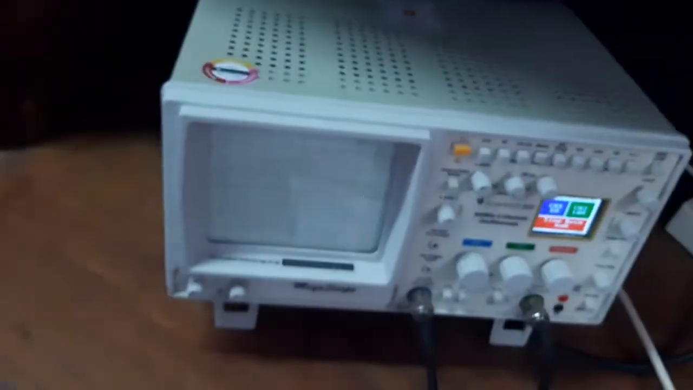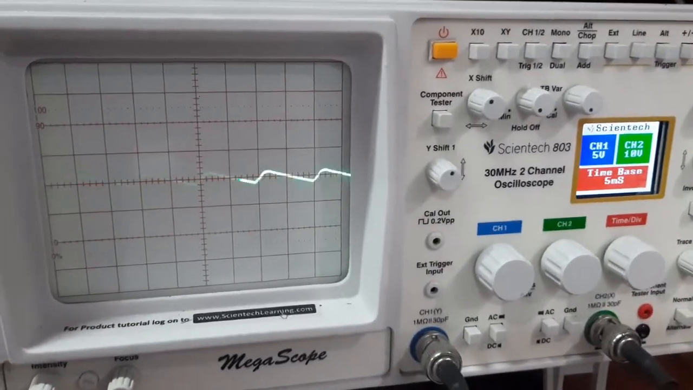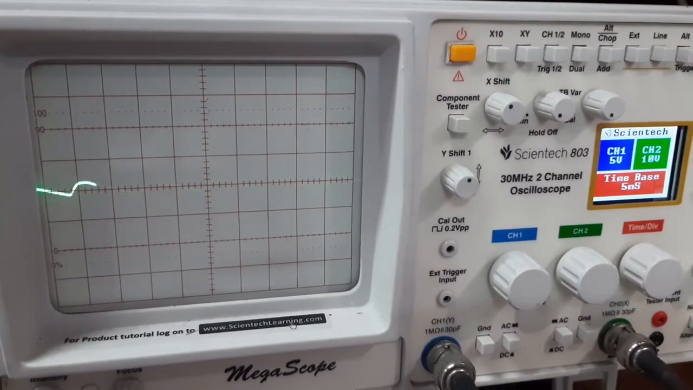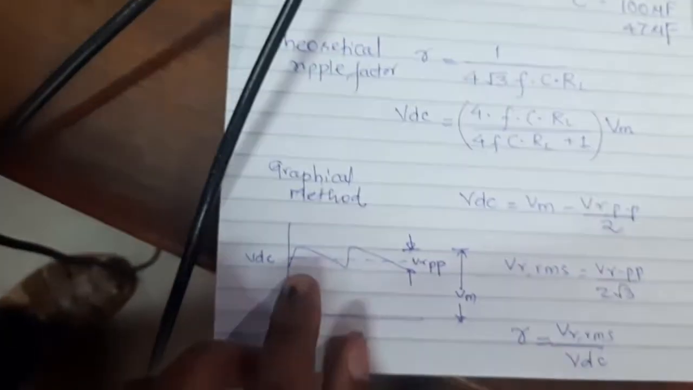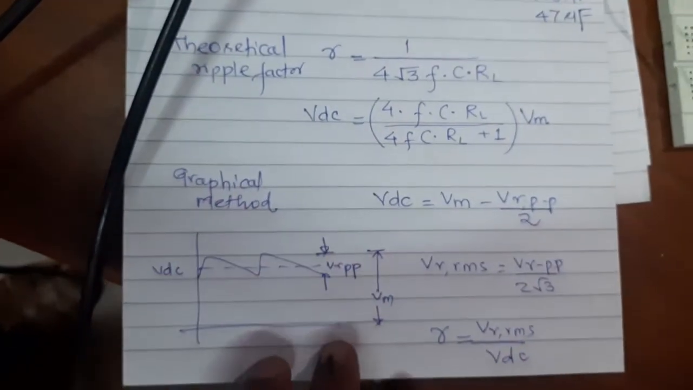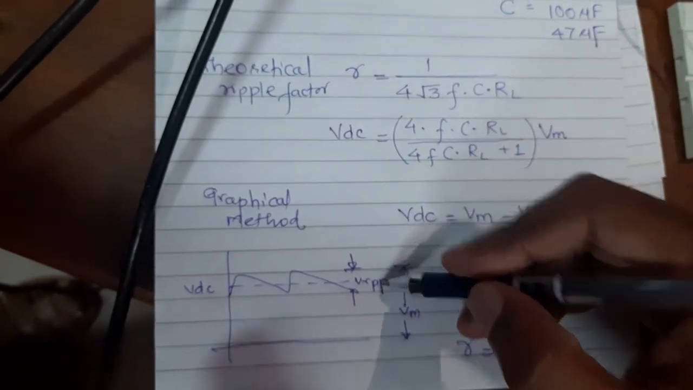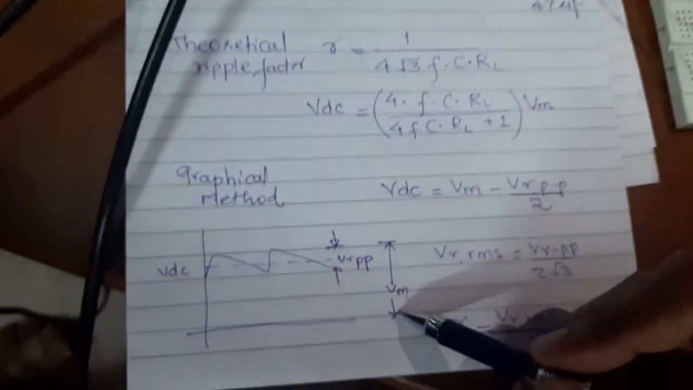You are getting a proper filtered output. Now we'll see how the VM looks. What you can see on the CRO is exactly what is over here in the book. See here, like this it is. From here to here it is VR peak to peak, and this is VDC, and the total is VM.